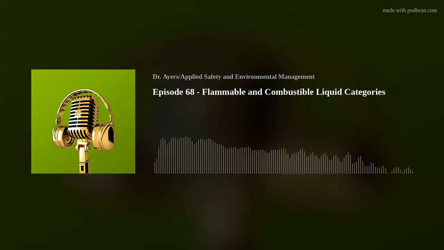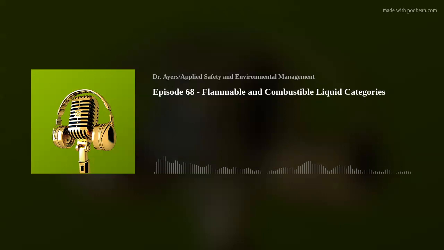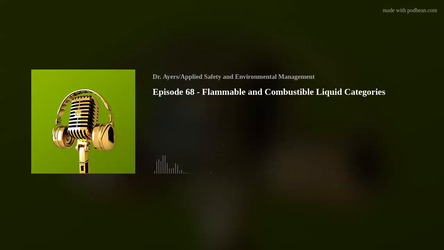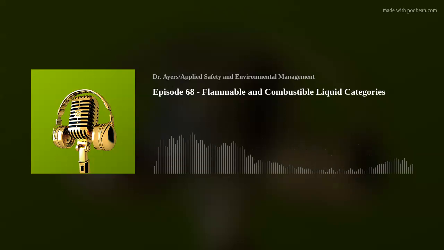We have the boiling point, and the boiling point is of a liquid at 14.7 pounds per square inch absolute. Flash point, which is going to be really critical here in the next couple of slides, is the minimum temperature at which a liquid gives off vapor to form an ignitable mixture with air. And then finally, we have a flammable liquid: any liquid having a flash point at or below 199.4 degrees Fahrenheit.